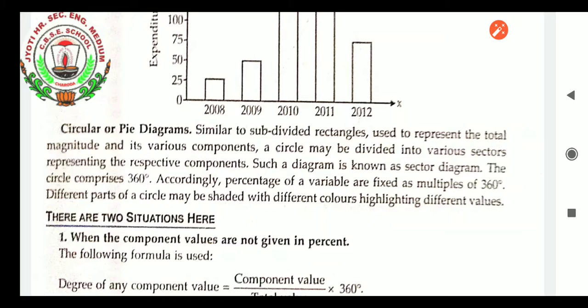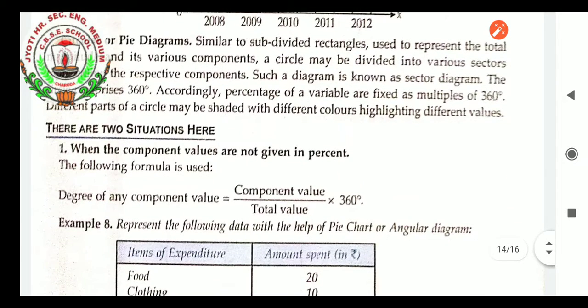A 360-degree circle is made in which the data is presented area-wise. Similar to subdivided rectangles, which are used to represent the total magnitude and its various components, a circle may be divided into various sectors representing the respective components. Such a diagram is known as a sector diagram. The circle comprises 360 degrees. Accordingly, percentages of a variable are fixed as multiples of 360 degrees. Different parts of a circle may be shaded with different colors, highlighting different values.